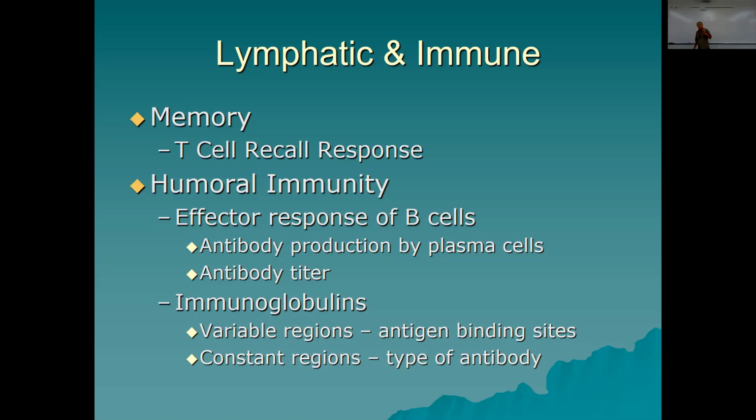Immunoglobulins are antibodies. They have variable regions and constant regions. The variable regions are the parts that bind to the antigens. Remember, these molecules are shaped like Ys. They have 2 antigen binding sites. The constant region distinguishes the type of antibody. And there's about 5 or 6 different types.